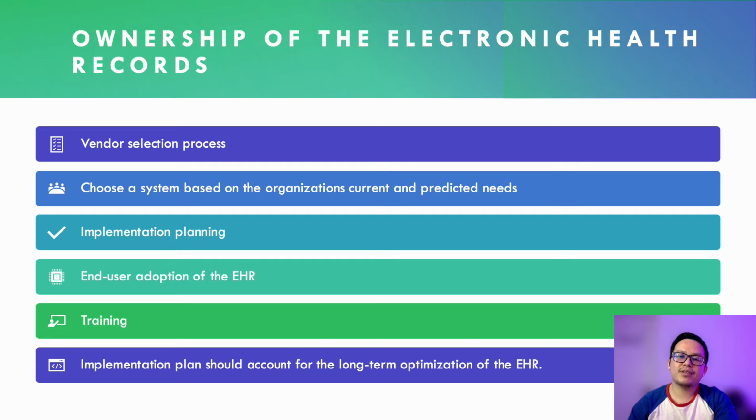Step three is implementation planning. It should go together with the selection process, particularly the assessment of the scope of work, initial sequencing of the EHR components to be implemented, and resources required. Step four is end user adoption of the EHR. In this step, the clinicians should be engaged in using the system to practice its workflow. Both doctors and nurses should be engaged, passionate in using it, and inspiring others to use it as well.